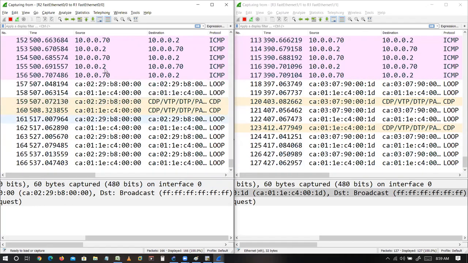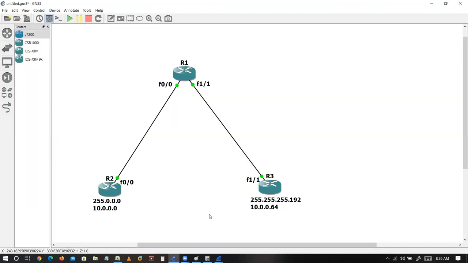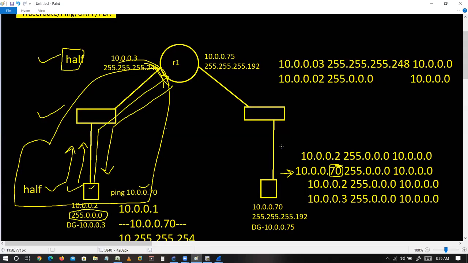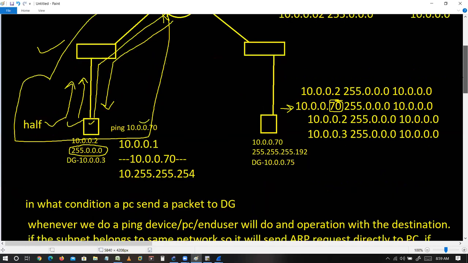Because the router never sends a broadcast packet to another interface, never. Okay. So I think this concept is clear, right? In what condition the routers will do the communication, in what condition they will not do the communication. Okay. Next thing.